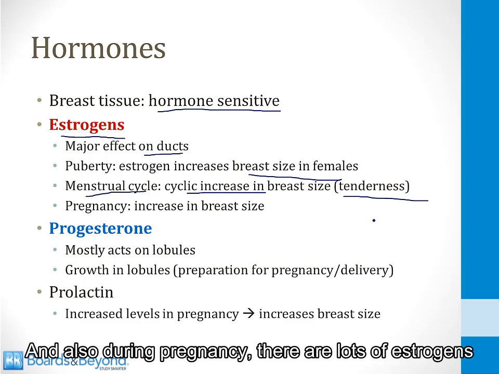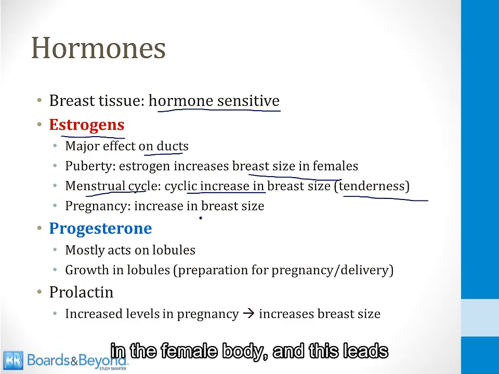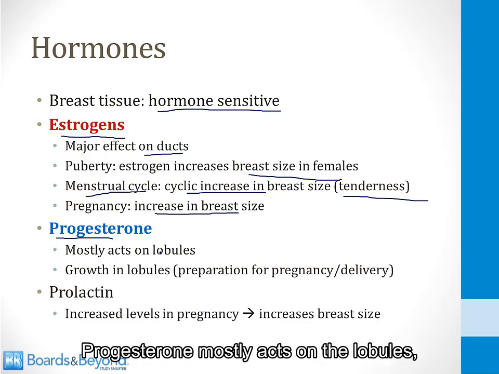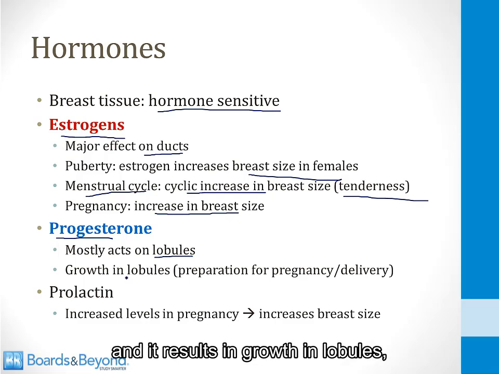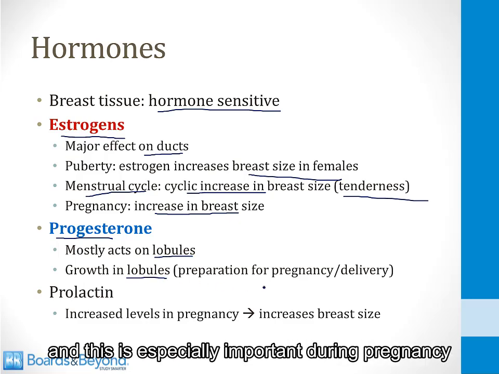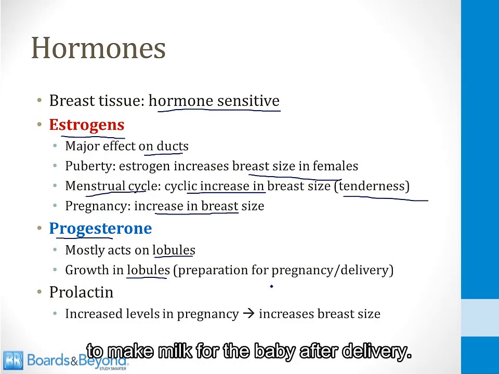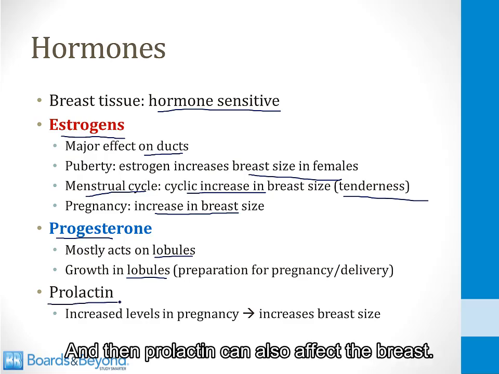And also during pregnancy, there are lots of estrogens in the female body, and this leads to an increase in breast size during pregnancy. Progesterone mostly acts on the lobules, and it results in growth in lobules, and this is especially important during pregnancy because it prepares the breast to make milk for the baby after delivery. And then prolactin can also affect the breast.